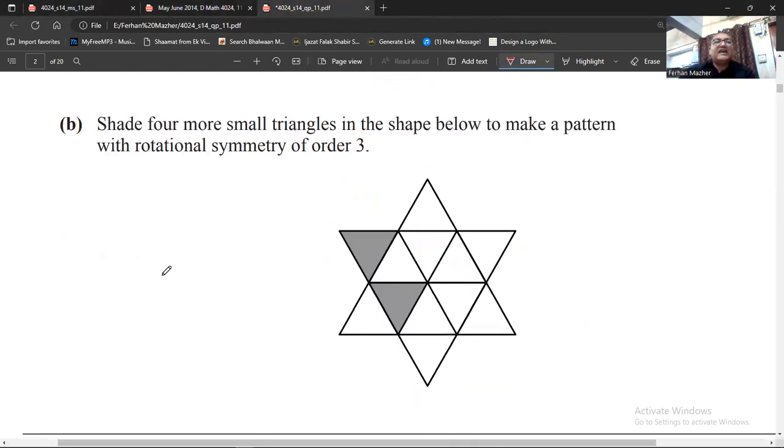Then he says shade 4 more small triangles in the shape below to make a pattern with rotational symmetry of order 3. So if this is the center, this is one blade, so the other blade will be this one, and the next blade will be this one. Now you can see this fan is completed with the 3 blades. Leave this one, shade this one, leave this one, and shade this one. So this is how this figure will be shaded.